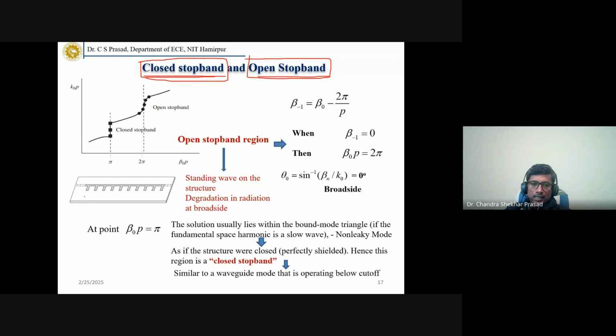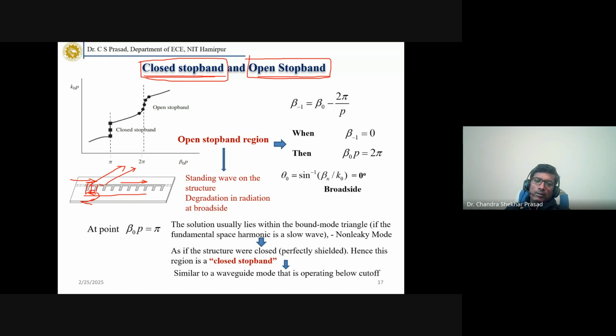So just see this structure again. When we are launching a wave on this structure, some part will radiate out, some part will go down the structure, and some part will be reflected back, because here we have a different geometry. We have a simple line, then again a perturbation, then again a line, so the impedance is changing. So there is some reflection from each perturbation.